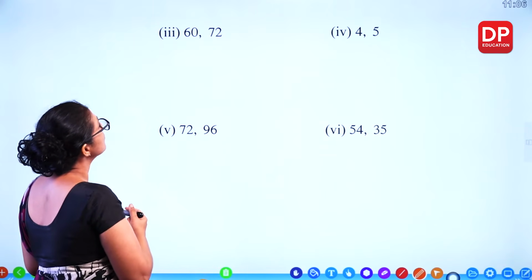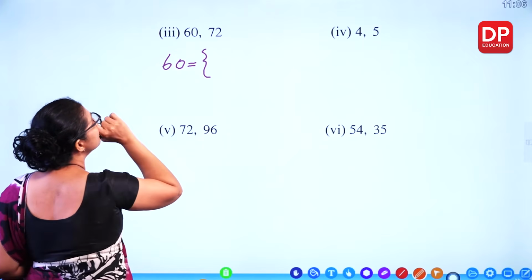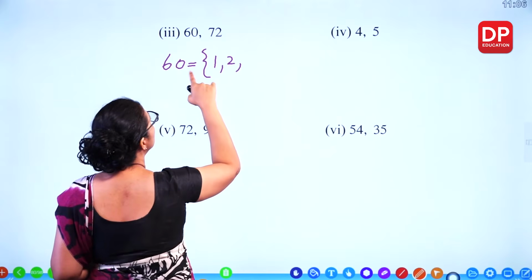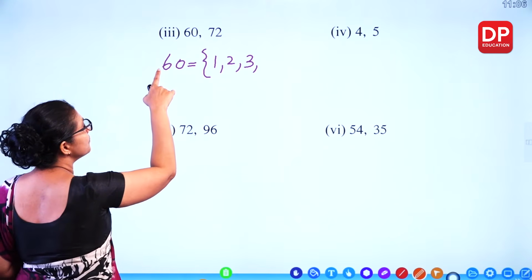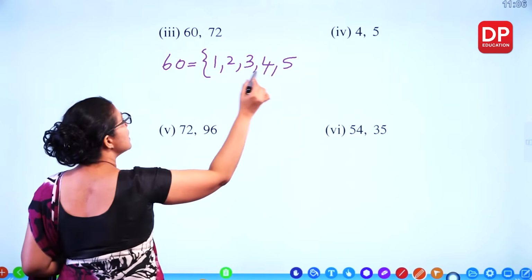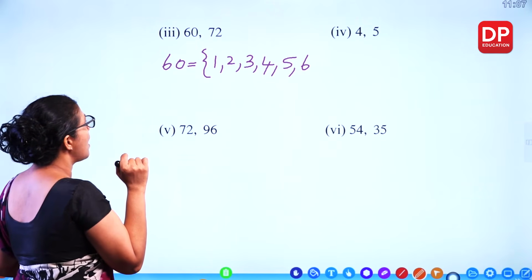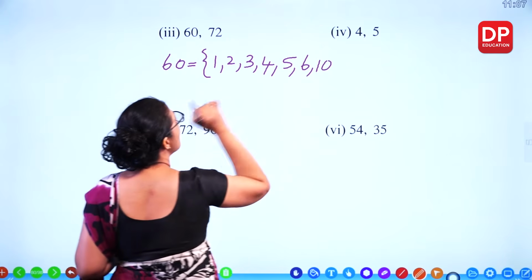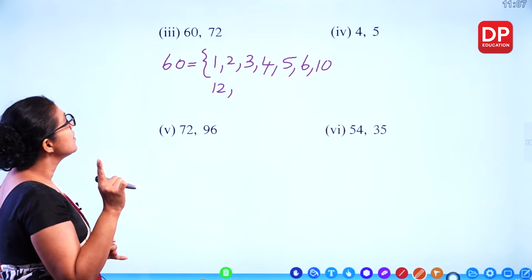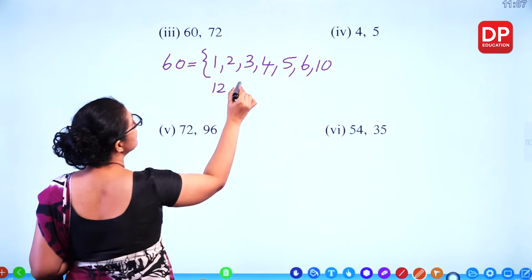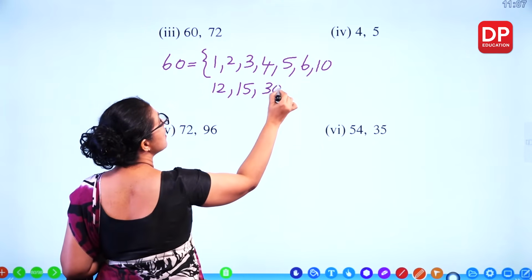60, 72. So we can find out all factors of 60. 1, 2, and 3. It's divisible by 4 as well. 4, 5, 6. What else? 7, no. 8, 9, 10. Yes, 10 is a factor. 12. What else? 12 times 5. 13, 14, 15 is a factor. 15 times 4. Then 30 and 60.